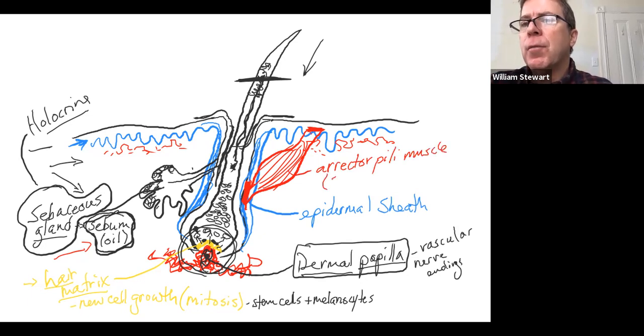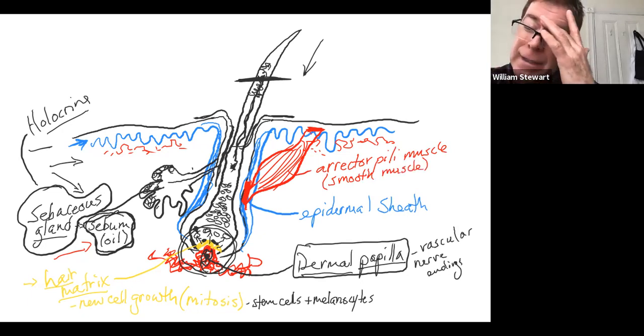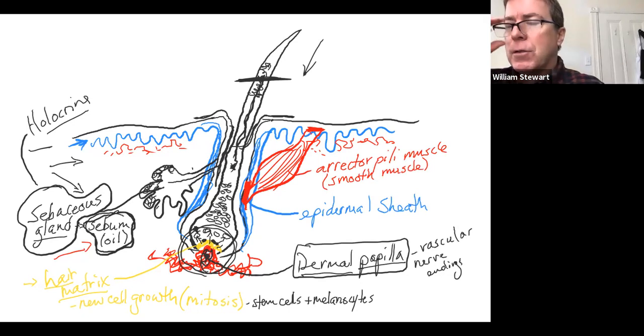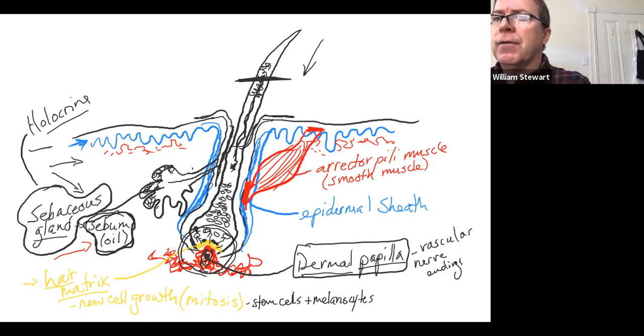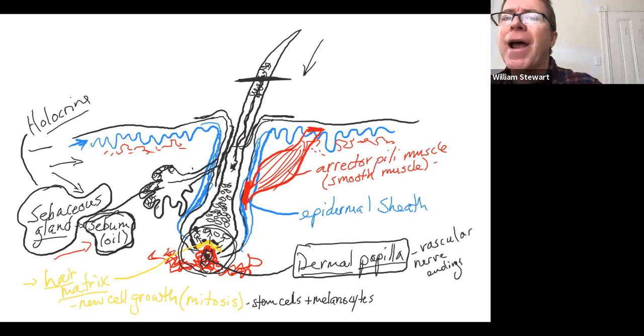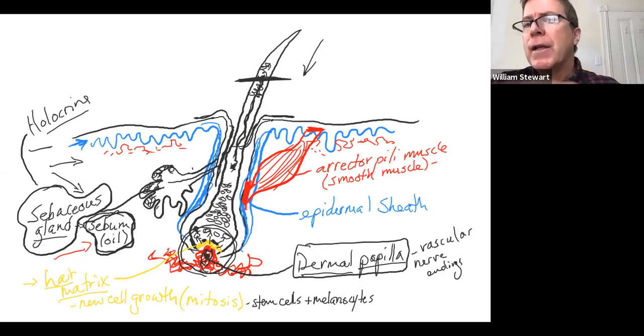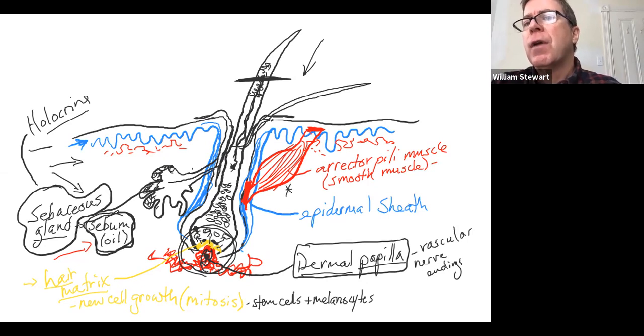It is a smooth muscle, which means we do not have conscious control over the contractions. What this muscle does, and like I said, we have an erector pili muscle associated with every single hair on the surface of our body. When it contracts, it causes the hair to stand up on end. So when it's relaxed, our hairs tend to be sort of lying down like this. And then when this muscle contracts, it causes the hair to stand upward.